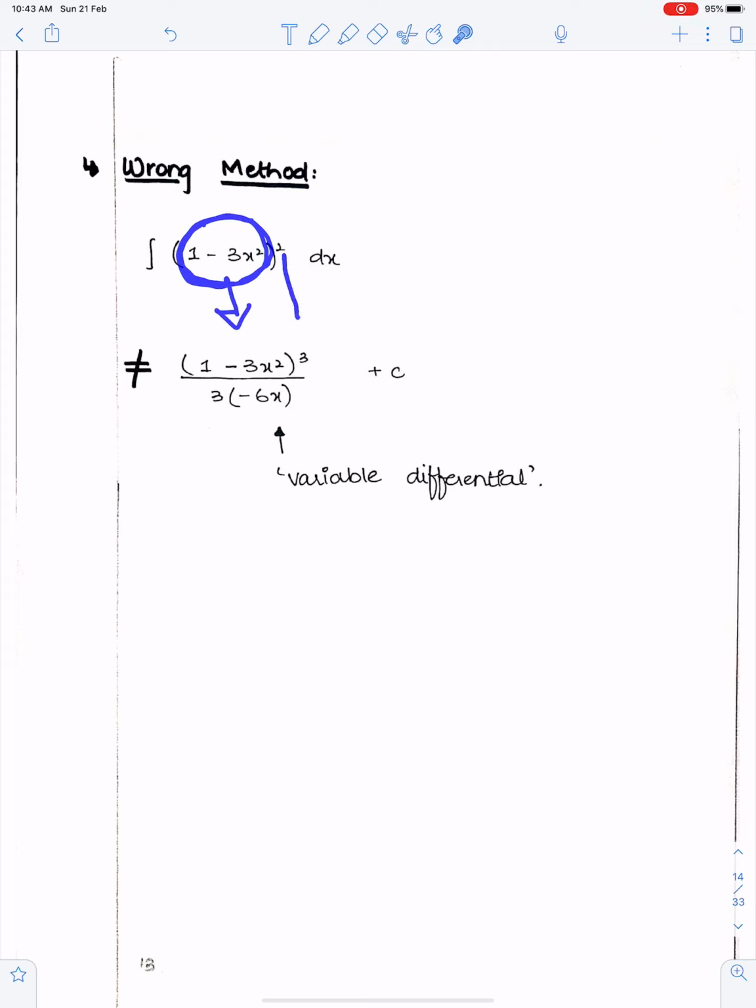You cannot add 1 in power, you cannot do this thing. See, the differential is variable, and we can never divide expansion by variable differentials. Therefore, we cannot use the rule of linear expansion over here. We always expand this expansion first and then we can integrate it.